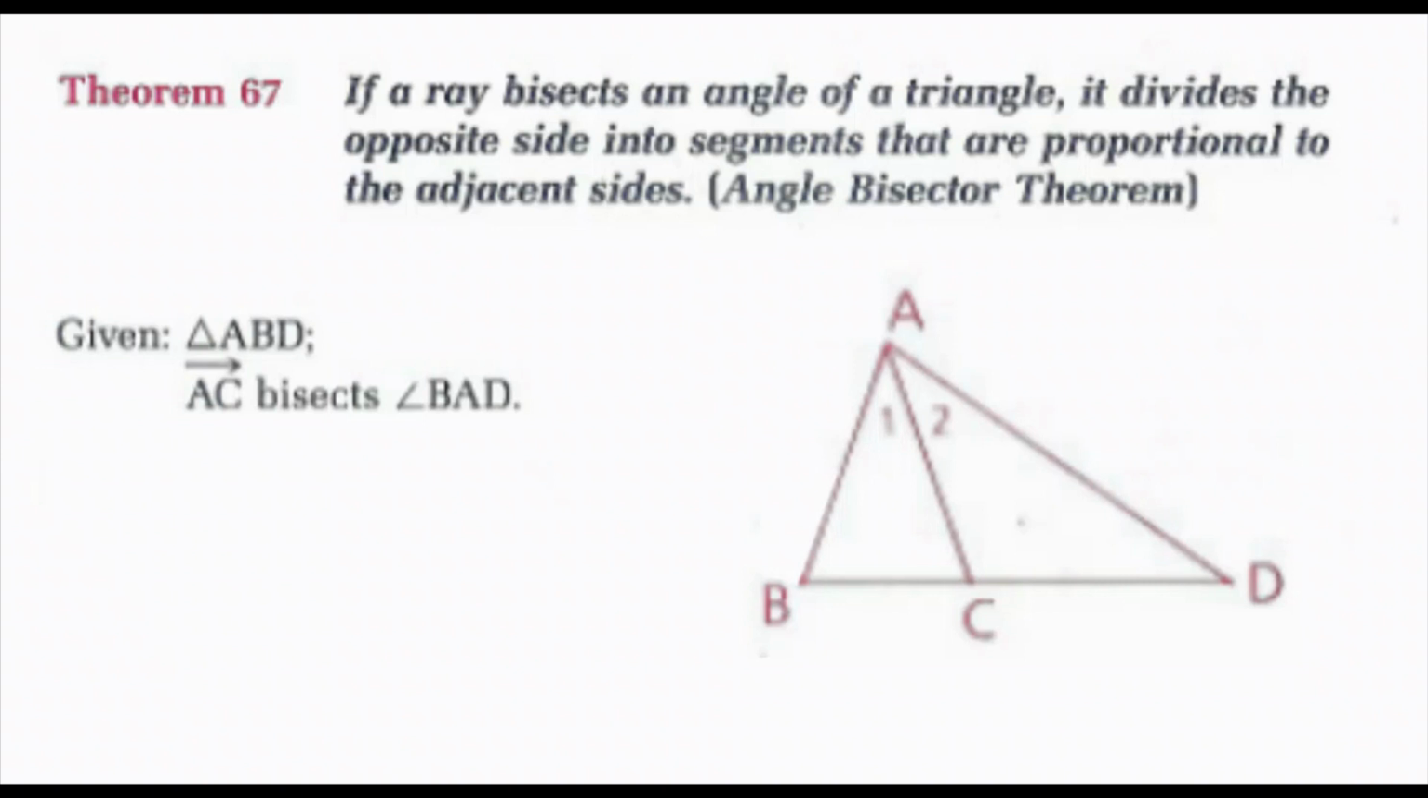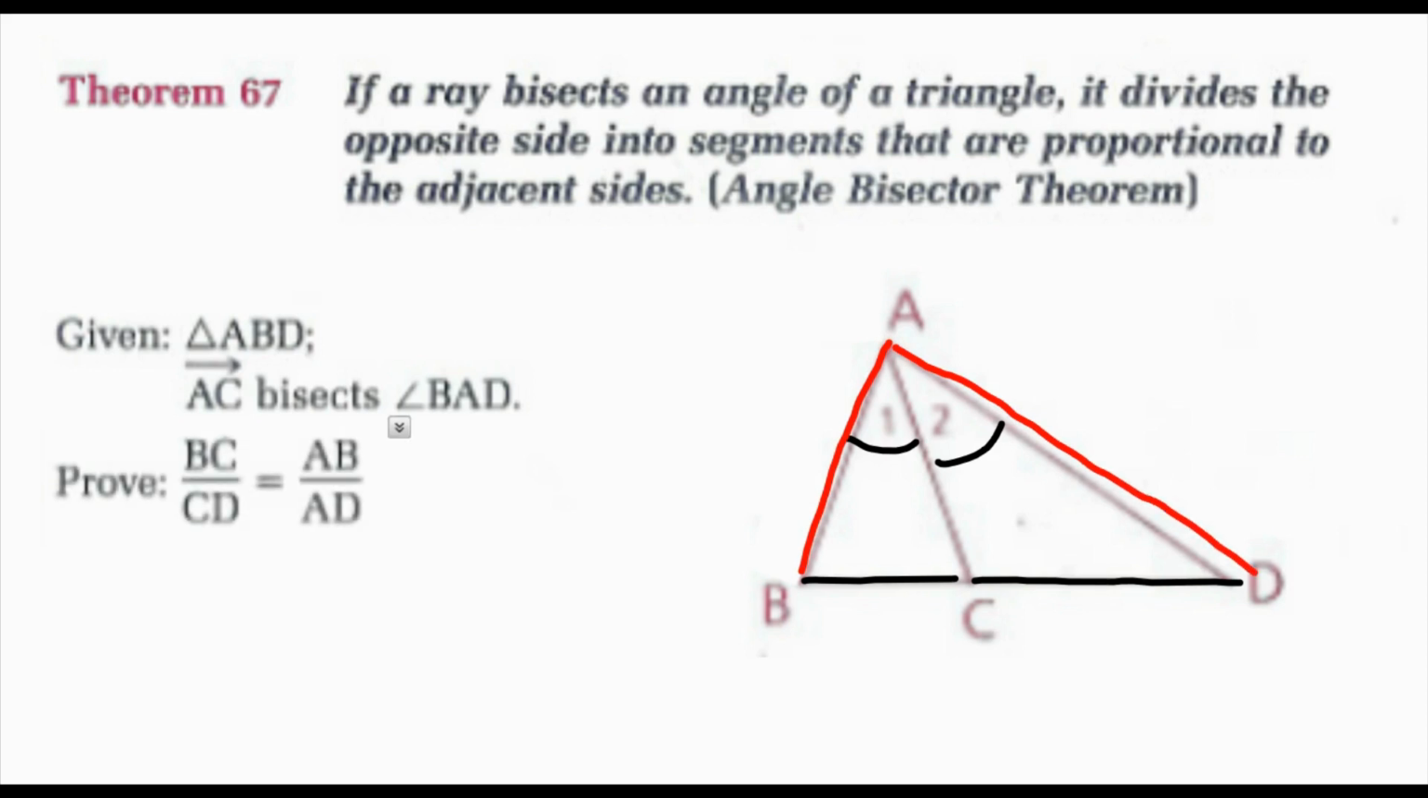So if we're given triangle ABD and ray AC bisects angle BAD, telling me that angle 1 is congruent to angle 2, the angle bisector theorem would tell me that the sides that are opposite the angle, so BC over CD, would be proportional to the adjacent sides, so AB over AD. So BC over CD is equal to AB over AD.